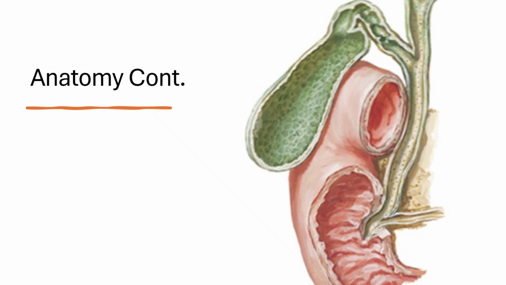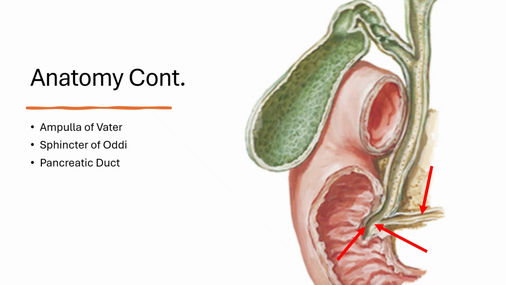If we go ahead and move inferior to what we just covered, we're going to find where the pancreatic duct and the common bile duct meet is called the ampulla of Vater. There's a small little muscle that acts as a sphincter that opens and closes this ampulla, and that's going to be called the sphincter of Oddi. And like I mentioned earlier, right here we had the pancreatic duct, which then meets with the common bile duct.